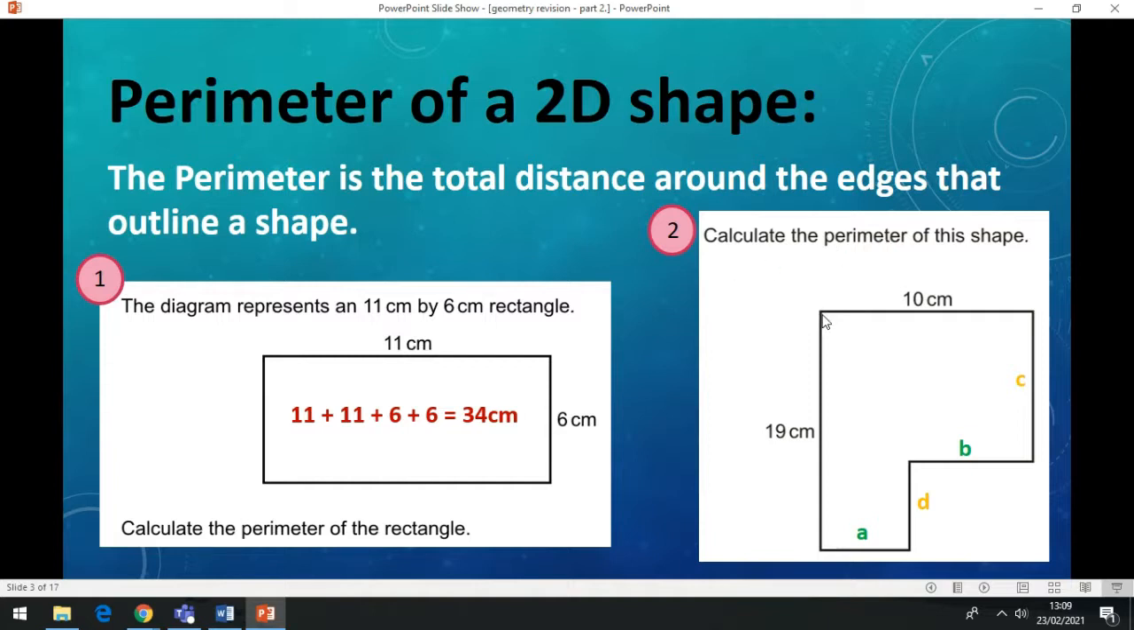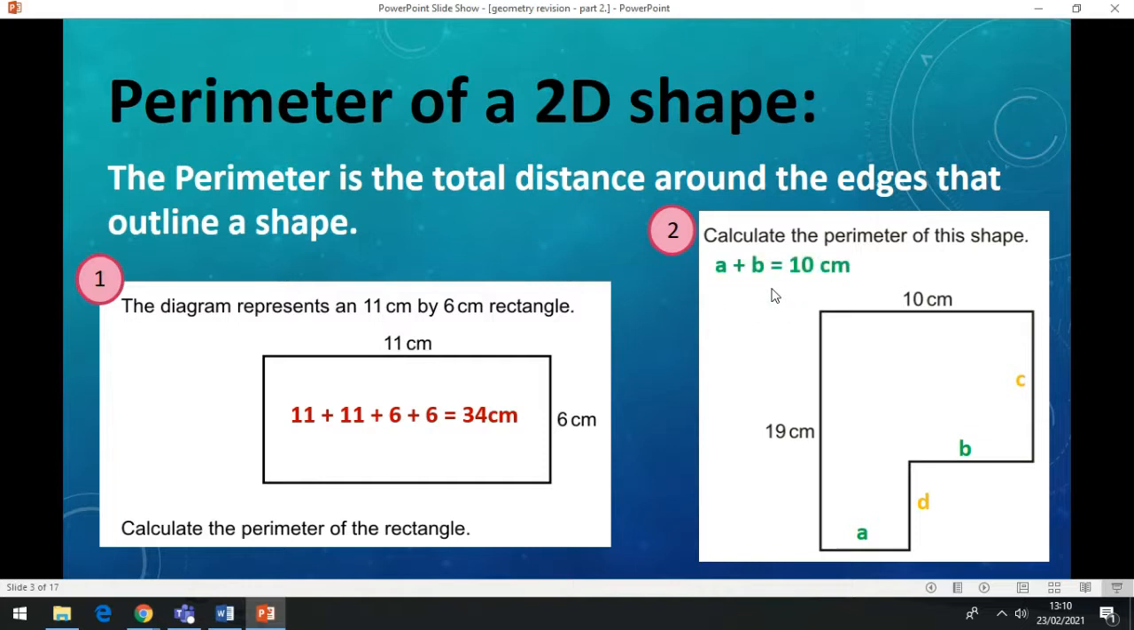So calculating the perimeter of this shape, we know that this is 10 centimetres at the top. We know down the left hand side is 19 centimetres, and we don't know the other four remaining sides. However, if we look, side A and side B, the green sides, would be a total of 10 centimetres because they equal the same as that side. Same with C and D. C and D added together would be the same as 19 centimetres. So now we are in a position to calculate the perimeter.